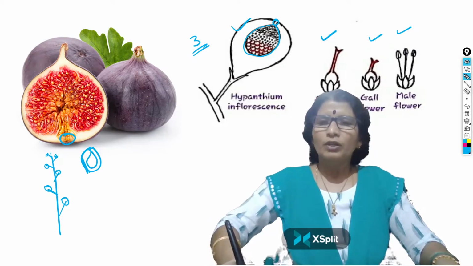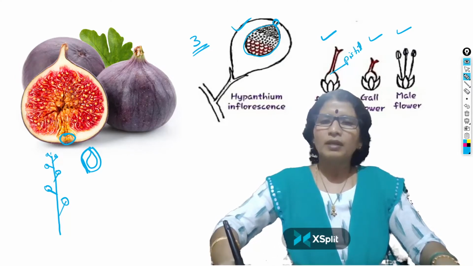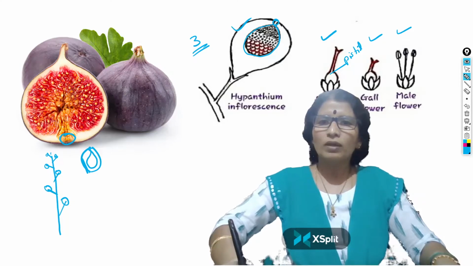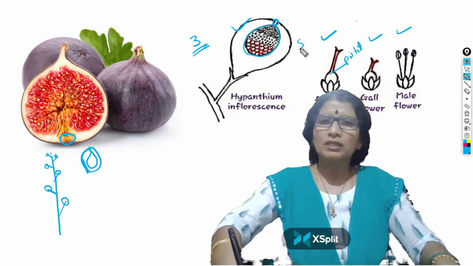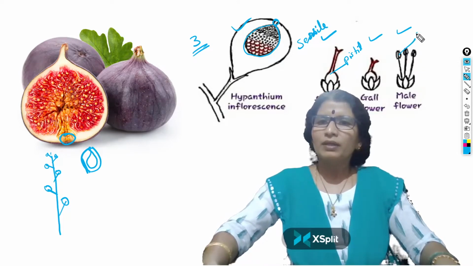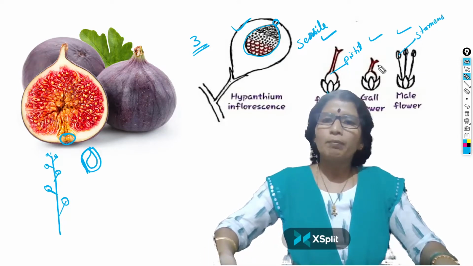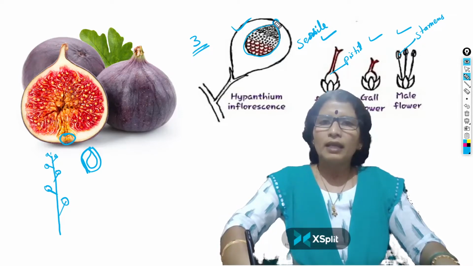Already I taught you female flower means it only contains pistil. These are sepals and petals, and these flowers don't have a stalk. Stalk is absent. If the stalk is absent, we can call the flowers sessile. This is a male flower. A male flower contains only stamens. Usually male flowers are present near the apical pore.